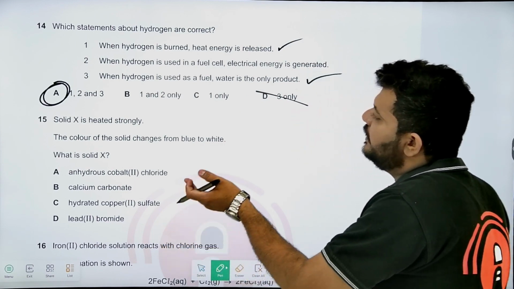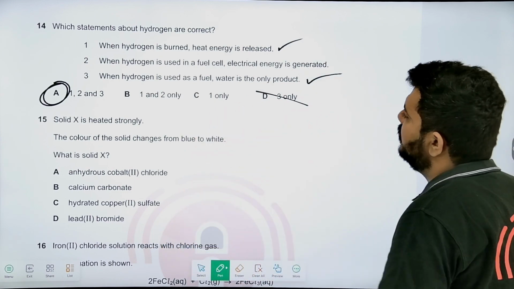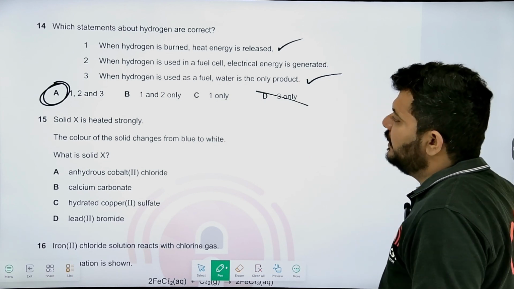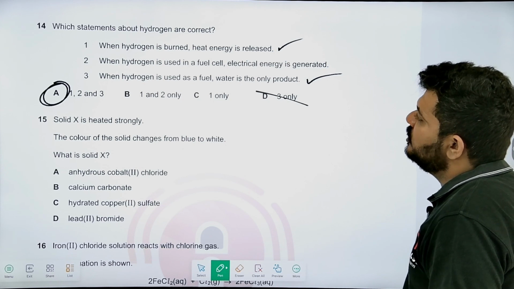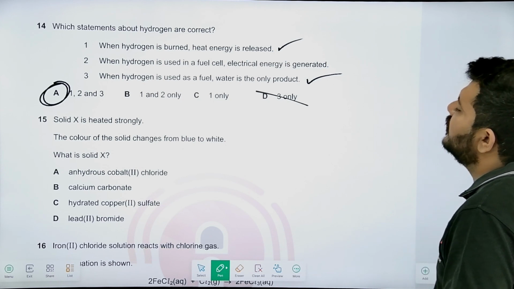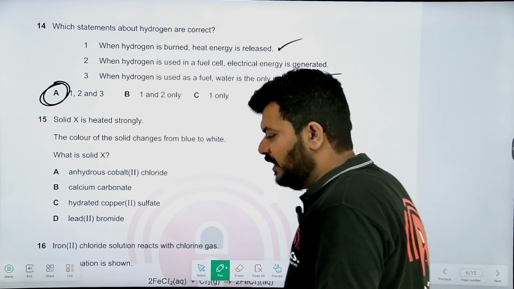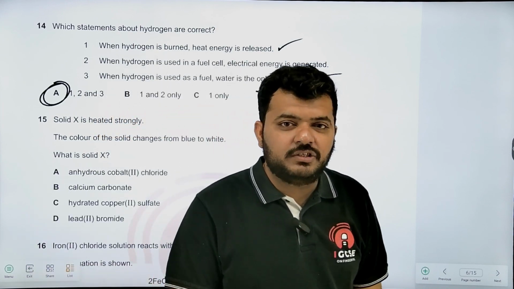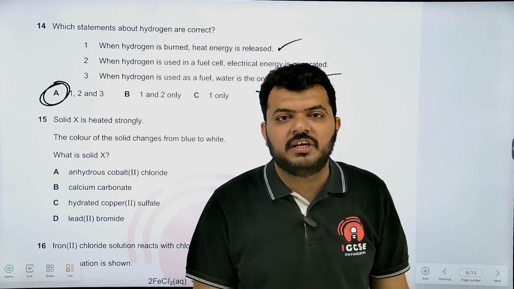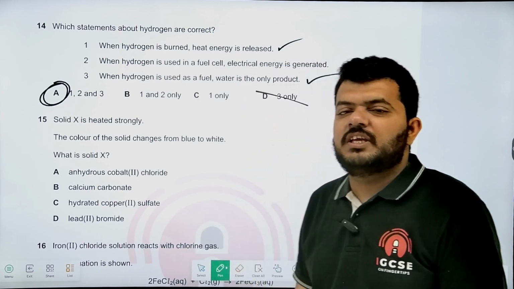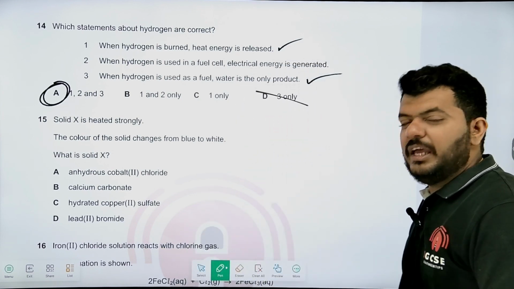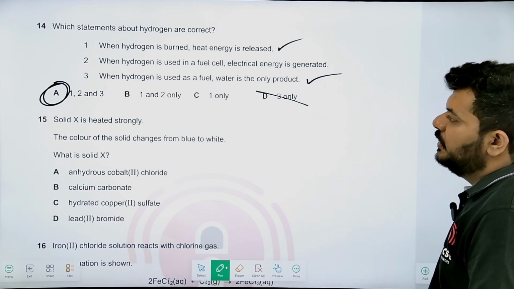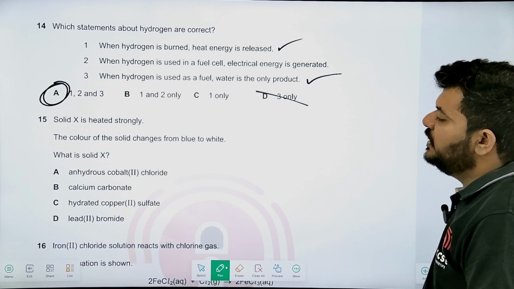Now let's read the second statement and find out if it's correct or not. I think it is. When hydrogen is used in a fuel cell, electrical energy is generated. Yes. What happens in a fuel cell? Instead of combustion, the transfer of electrons happens through conductors. This transfer of electrons can be used as energy, right? So it is correct. Let's go to question 15.